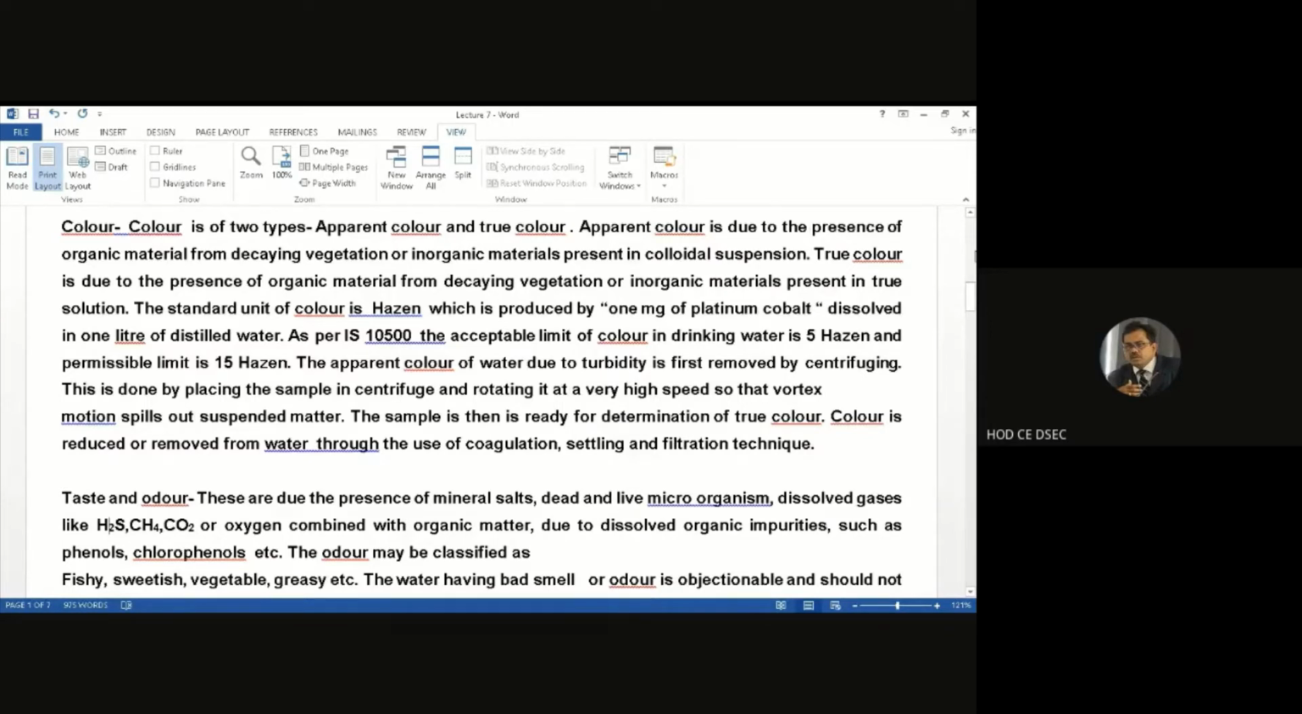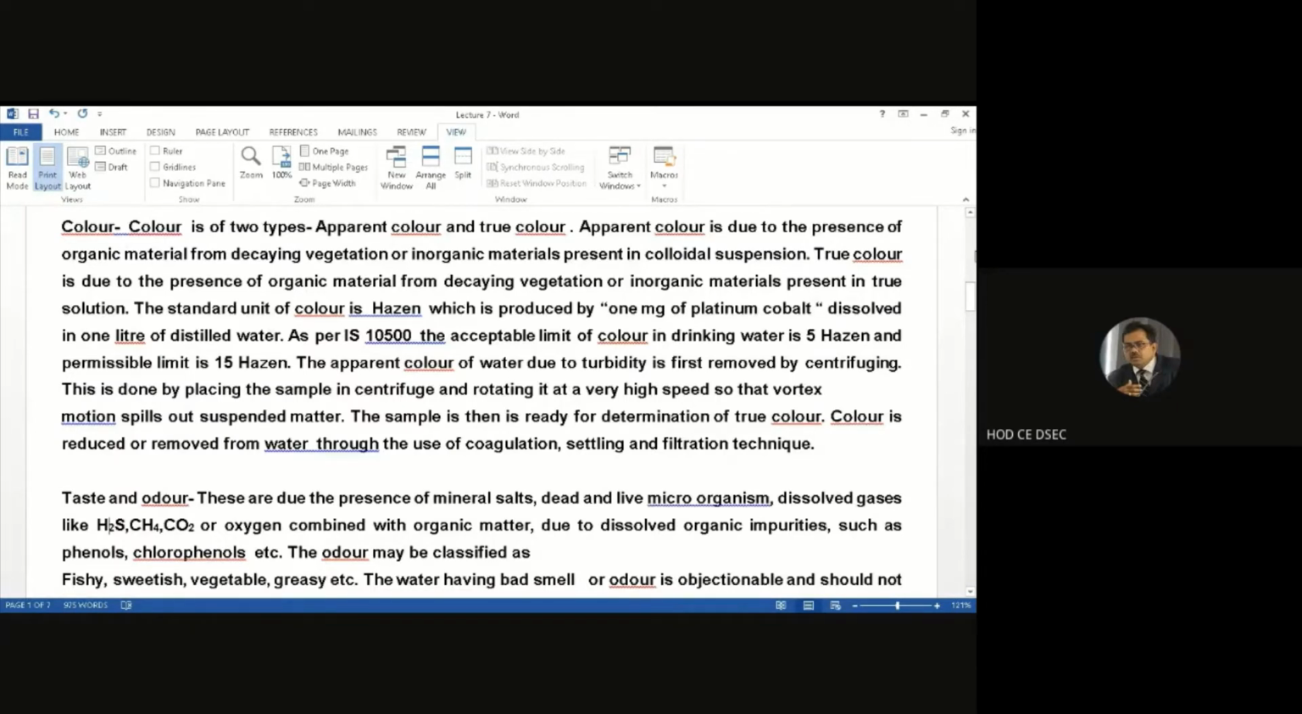Now, what is apparent color? Apparent color is due to the presence of organic material from decaying vegetation or inorganic material present in colloidal suspension. And the true color is the same thing if it is dissolved, that means in true solution. So one is in dissolved solution, which gives you true color, and another one is in the suspended condition, which is the apparent color.